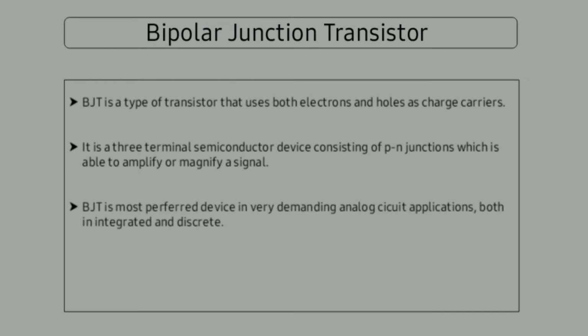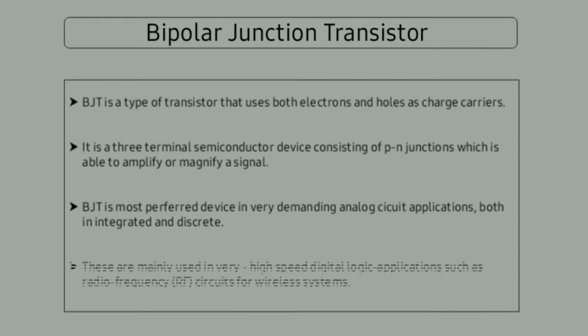BJT is the most preferred device in very demanding analog circuit applications, both in integrated and discrete. These are mainly used in very high speed logic applications such as radio frequency RF circuits for wireless systems.